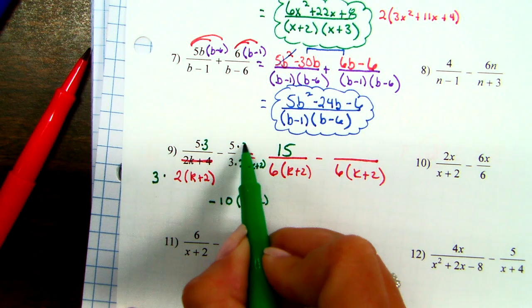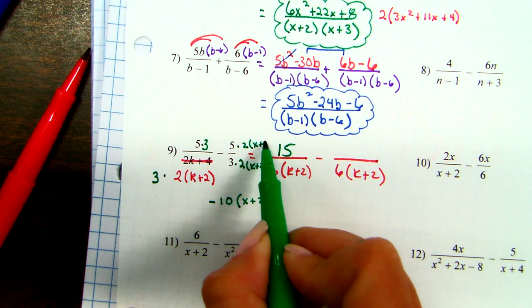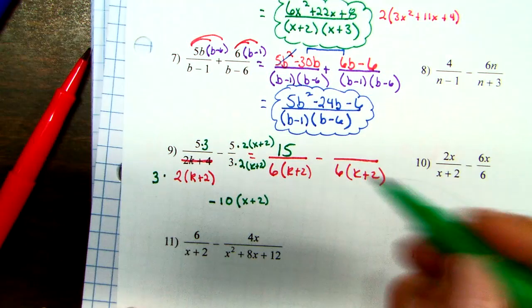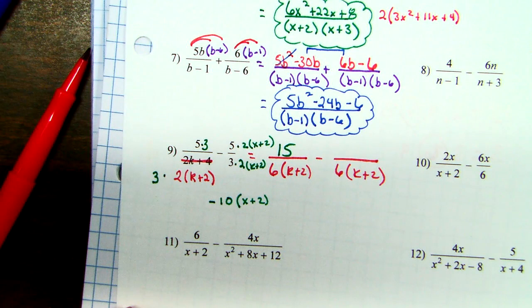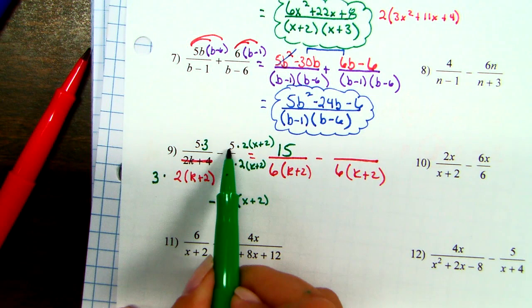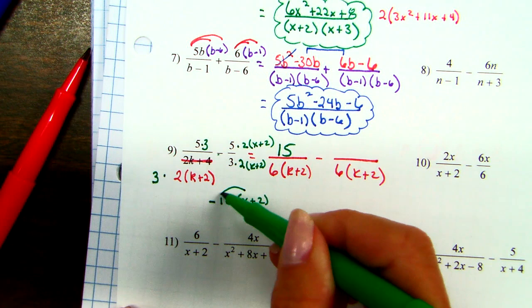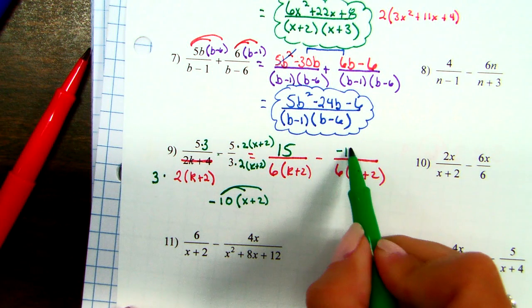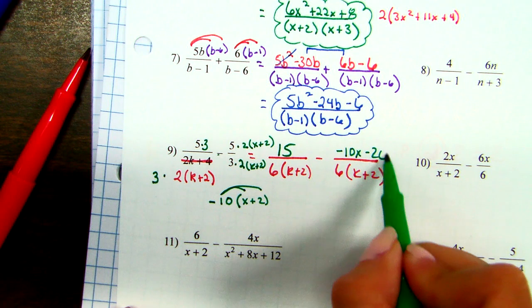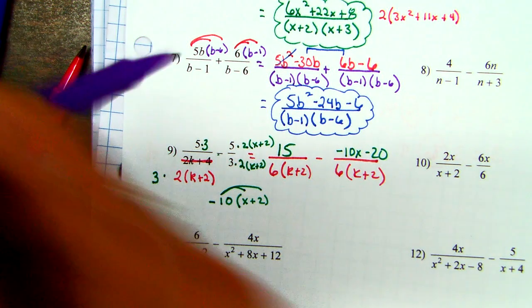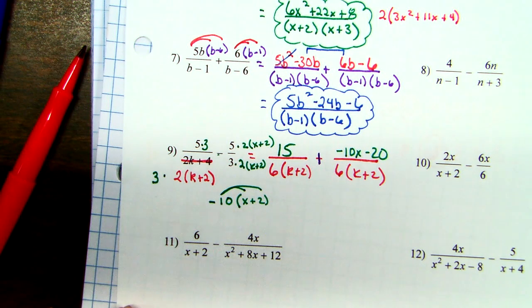So I'm doing times 2 times x plus 2, or k plus 2, whatever the letter is. Sorry, it's a k. But I just went ahead and made the 5 and the 2 a 10. There's a negative in front. And when I distribute, I'm going to get negative 10x minus 20. Don't forget what? That would become a plus.